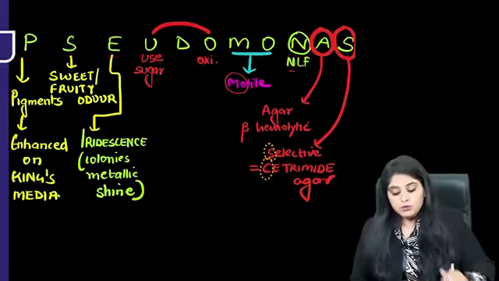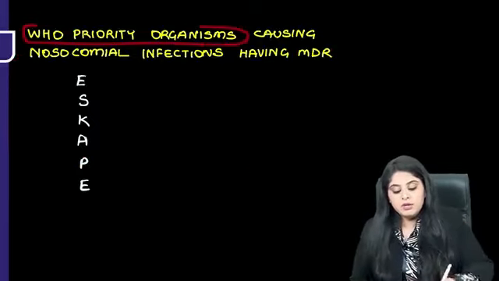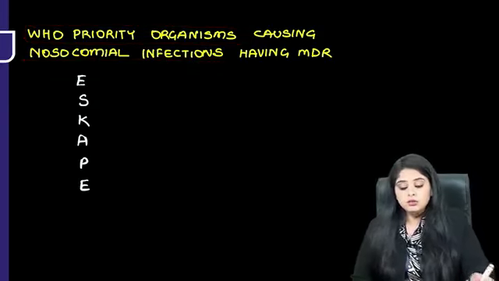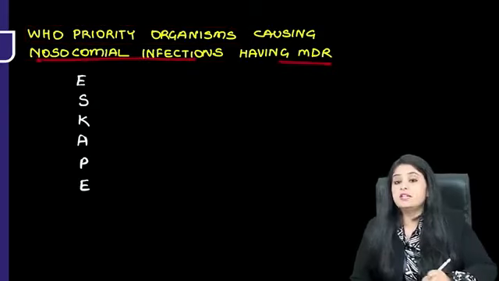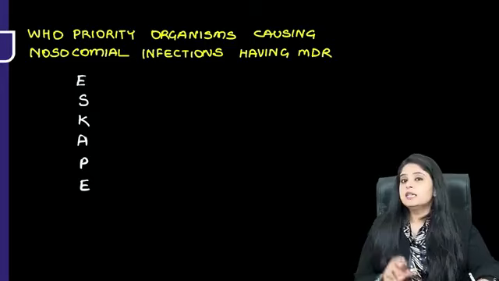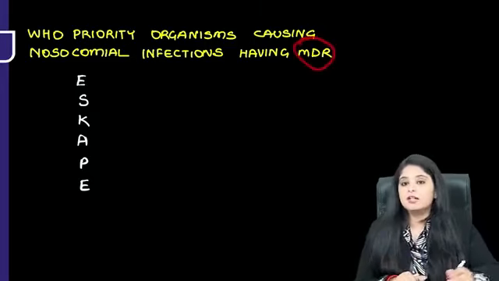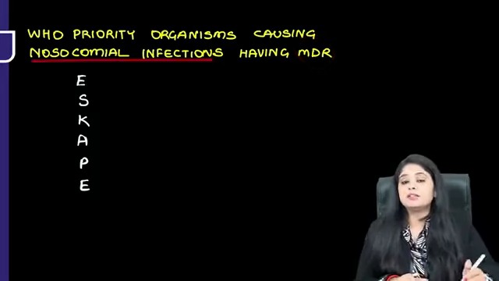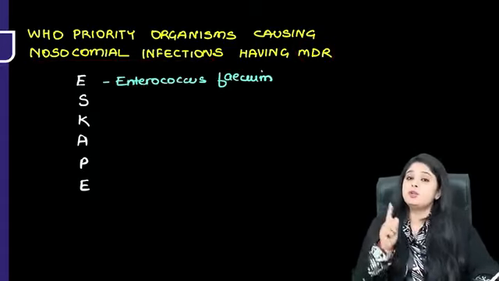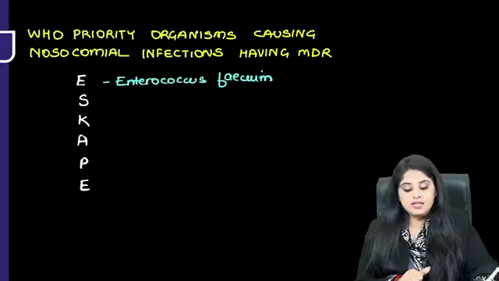I hope you also know Pseudomonas has been included in the WHO priority list for nosocomial infections acquired from the hospital. So nosocomial infections which are having multi-drug resistant WHO organisms, कौन से हैं? Escape. They are gonna escape the antibiotics. They are gonna be drug resistant. They are gonna basically be having problem in the hospital, nosocomial infection. So E for what you read in the cocci, Enterococcus fecalis.